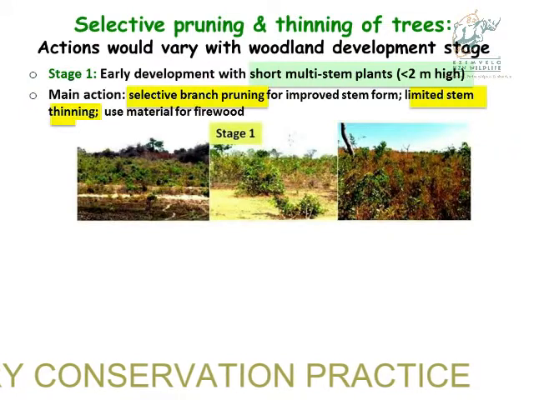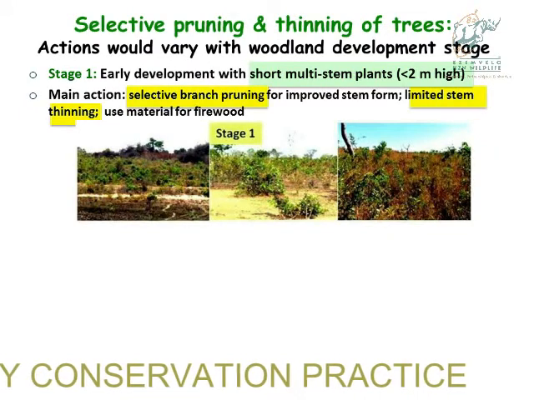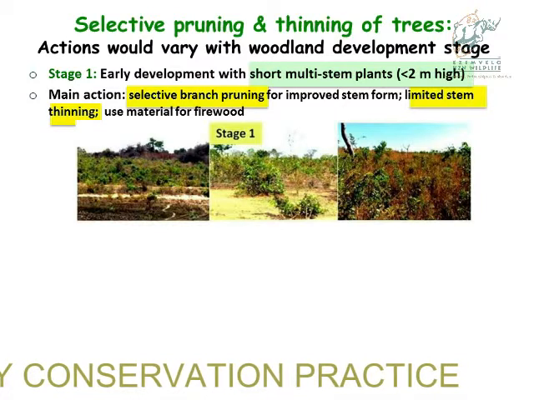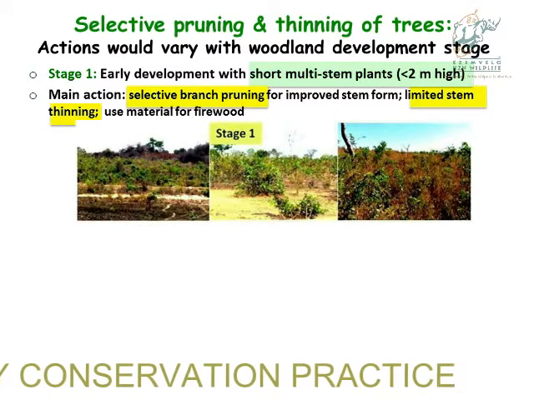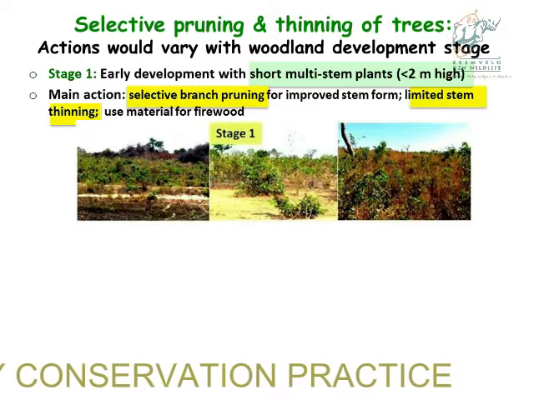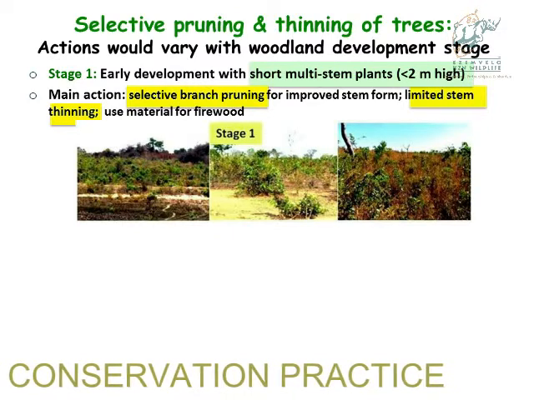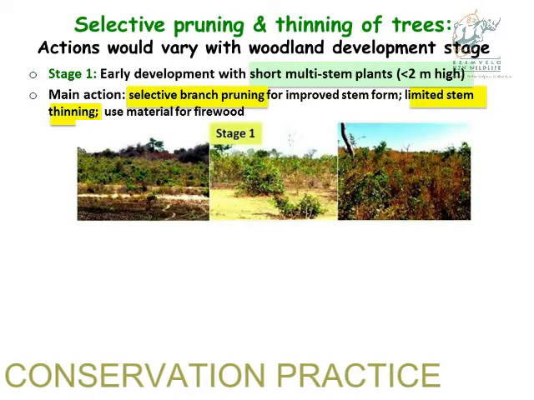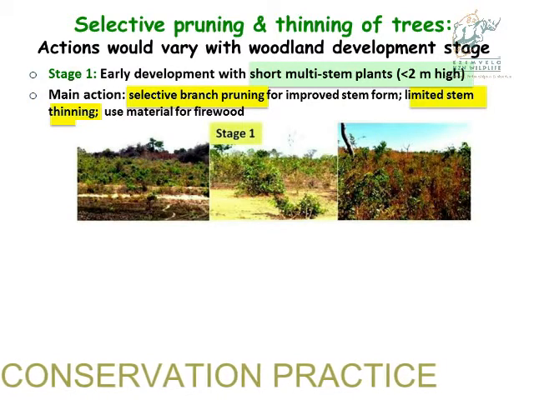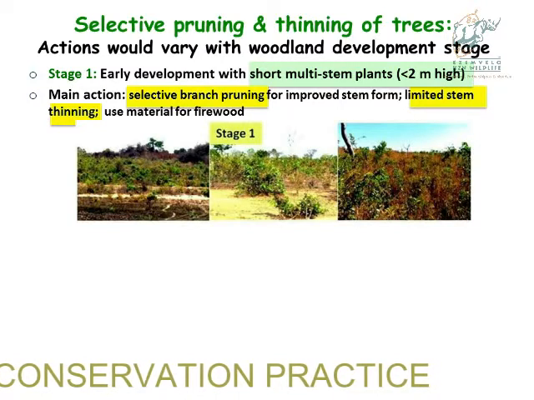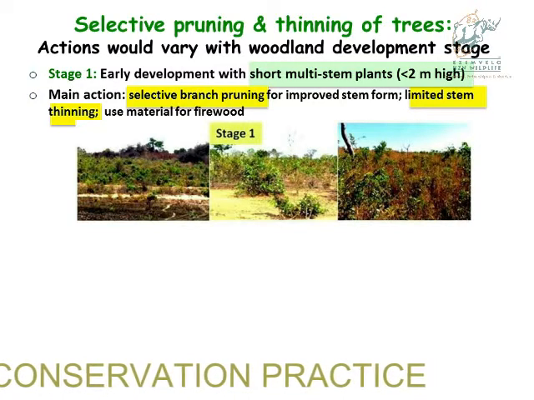What we then did is we categorized the woodlands in development stages. Stage 1 is below 2 meters height. And the only thing that we do there is selective pruning, get the stems formed better. And some of the poorer stems we cut. And that's where you can get fiber. At the moment there's a lot of degradation because of fiber collection for string.